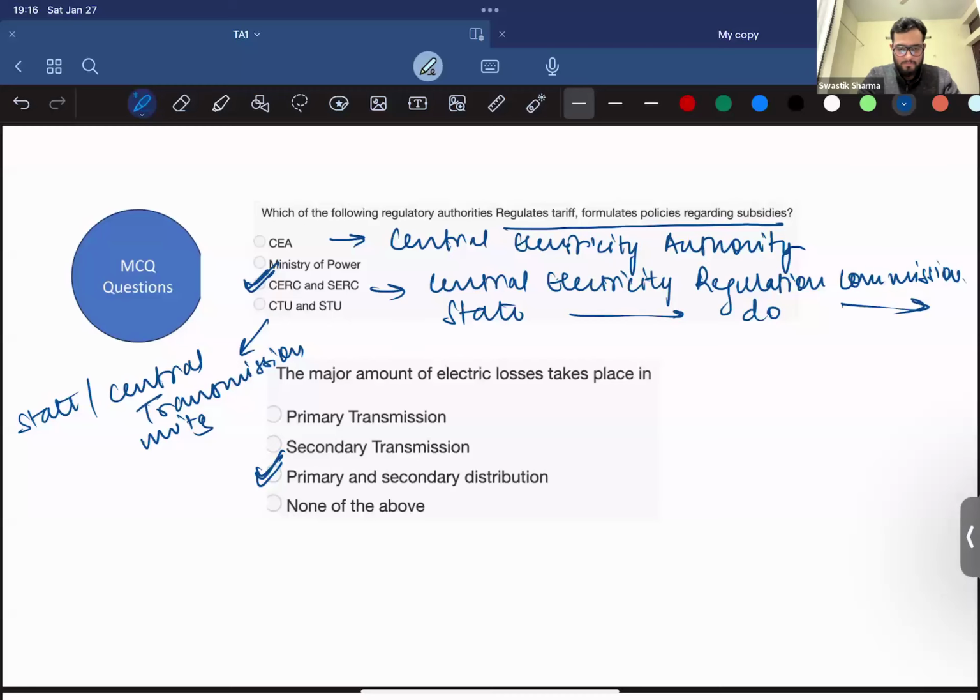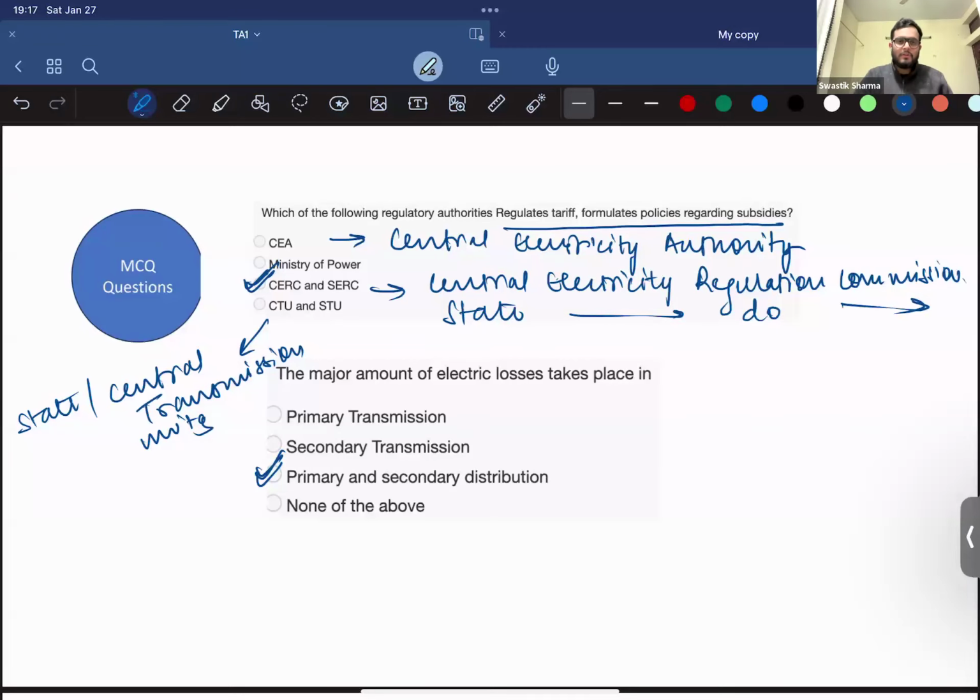Can anyone tell me? I think I square R loss is more. Okay, I square R losses are more. That's correct. Why? I think because on the distribution side the voltage is less as compared to the transmission side. So that means the current there is more, and since you are carrying the current, it increases the losses.